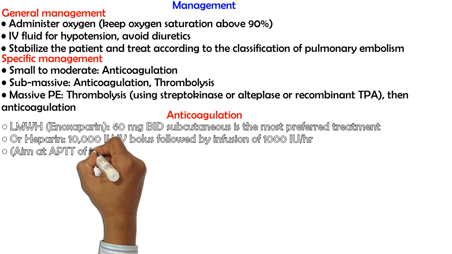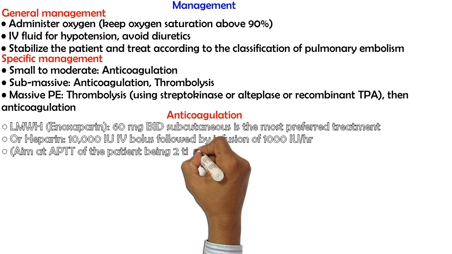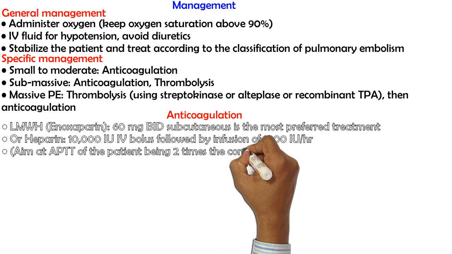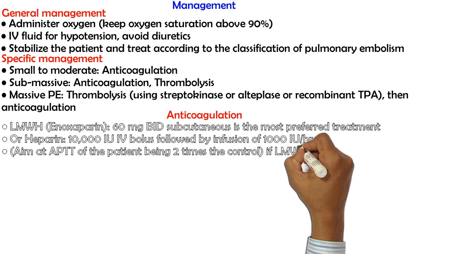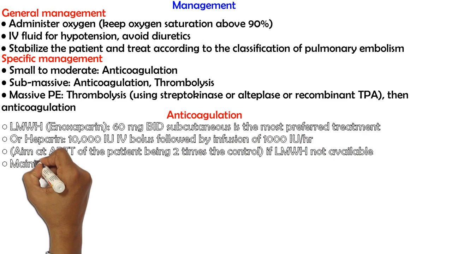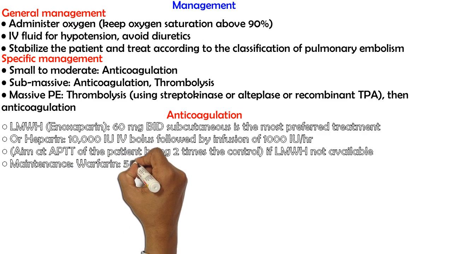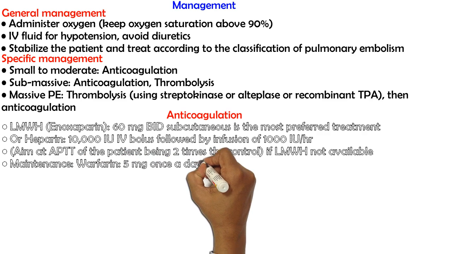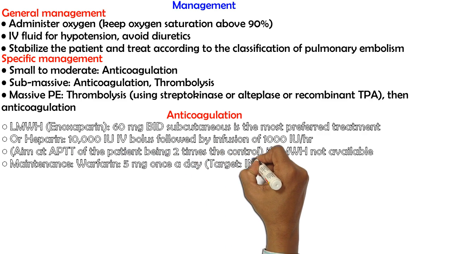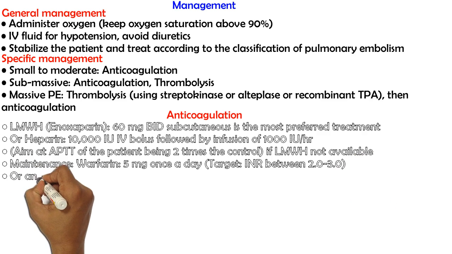So once you've used the heparin, again you maintain the patient on warfarin, what we call warfarinization, 5 milligrams once daily. Although warfarin requires routine monitoring of international normalized ratio, and this INR must be kept within 2 to 3. You can as well opt for other anticoagulants such as rivaroxaban or sinotron.